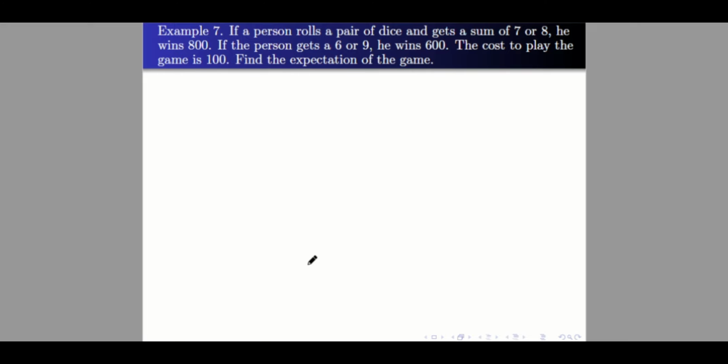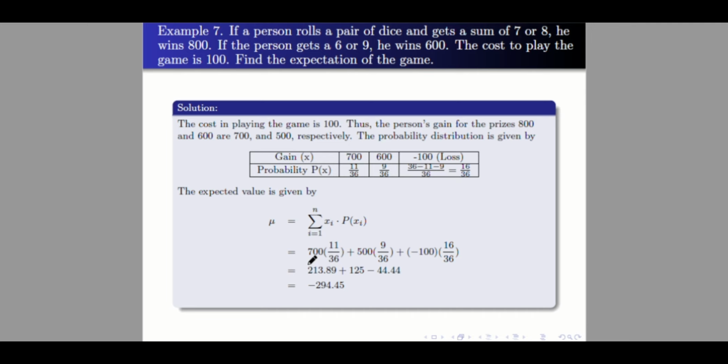And last example, if a person rolls a pair of dice and gets a sum of 7 or 8, he wins 800. If the person gets 6 or 9, he wins 600 pesos. The cost to play the game is 100. Find the expectation of the game. So this is the solution.